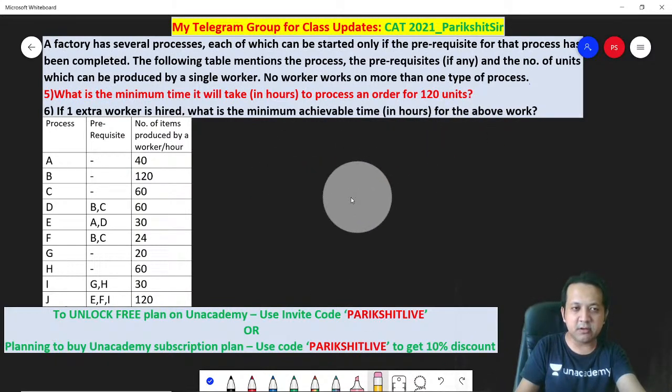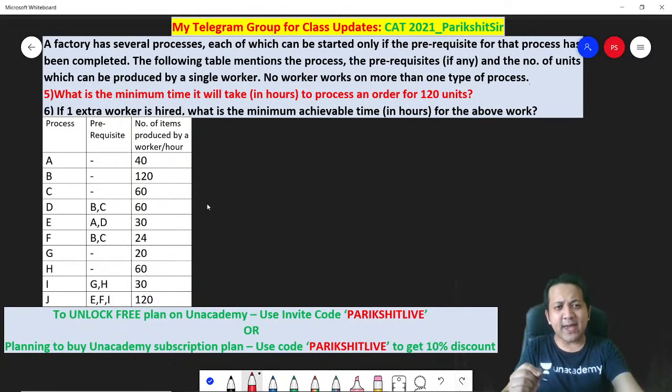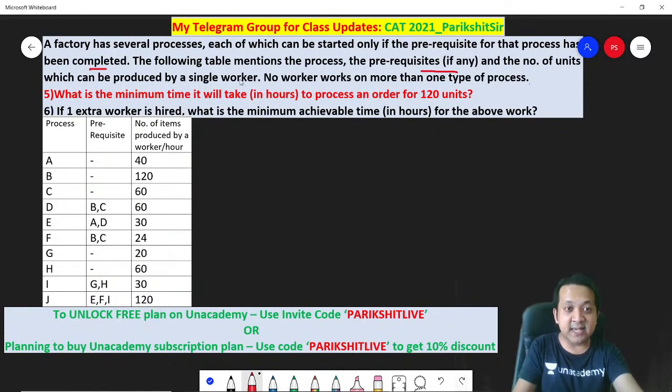Please read the caselet along with me. A factory has several processes, each of which can be started only if the prerequisite for that process has been completed. The following table mentions the process, the prerequisites, if any, and the number of units which can be produced by a single worker. No worker works on more than one type of process. So let's try to understand it.